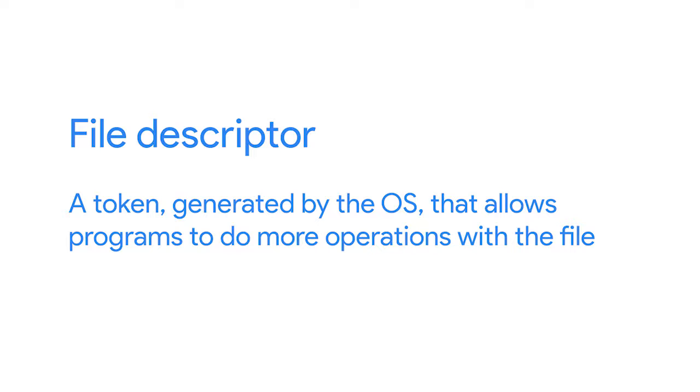When we open a file, like we're doing in this example, the operating system checks that we have permissions to access that file, and then gives our code a file descriptor. This is a token generated by the OS that allows programs to do more operations with the file. In Python, this file descriptor is stored as an attribute of the file object. The file object gives us a bunch of methods that we can use to operate with the file.